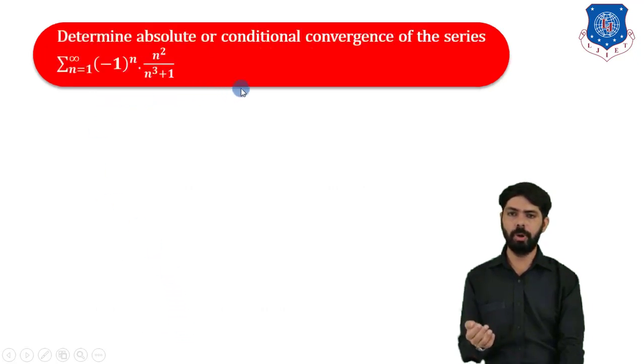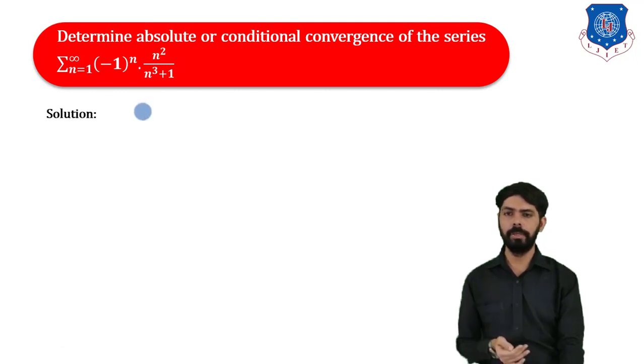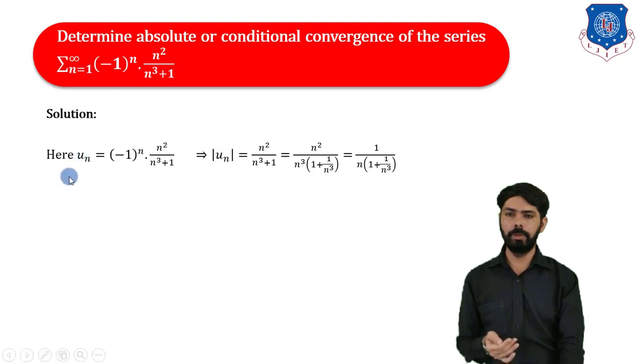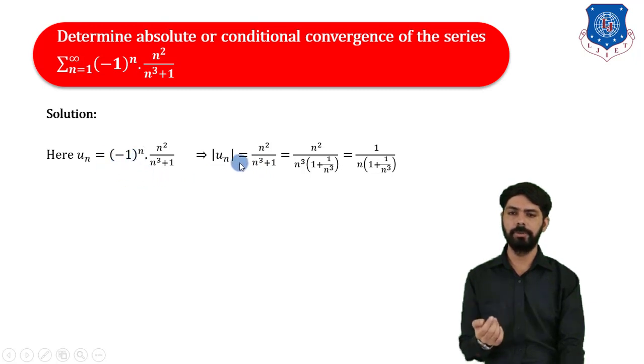Determine absolute or conditional convergence of the series sigma n equal to 1 to infinity minus 1 raised to n into n square divided by n cube plus 1. So here un is equal to minus 1 raised to n into n square divided by n cube plus 1. First of all we will find the modulus of un. Therefore modulus of un is equal to n square divided by n cube plus 1, because if we take the modulus of minus 1 raised to n, then it is 1.